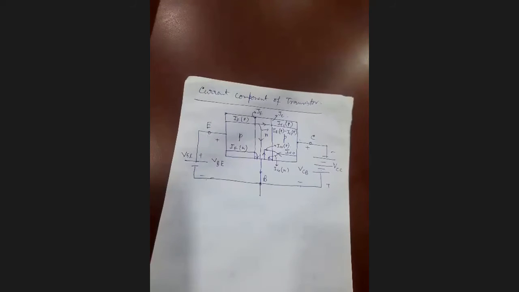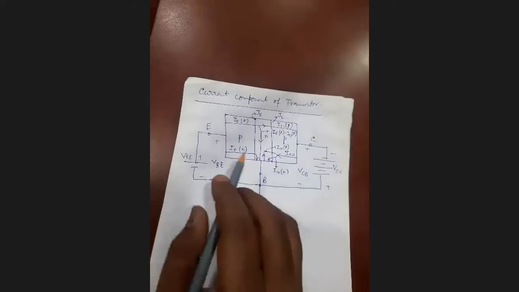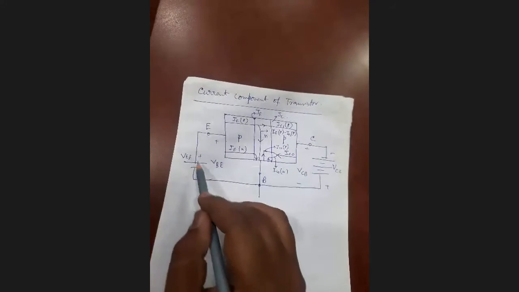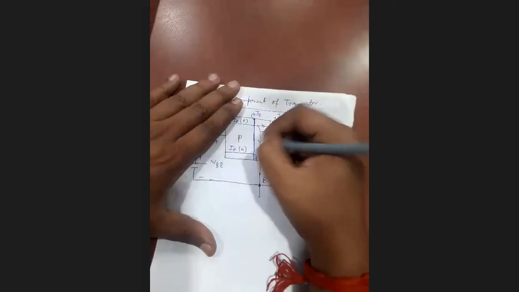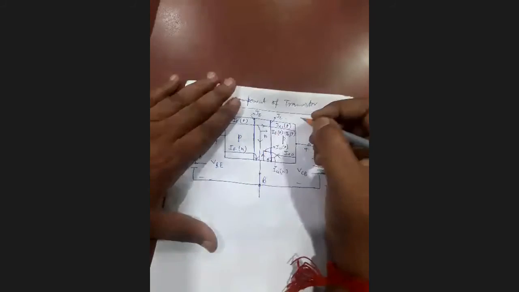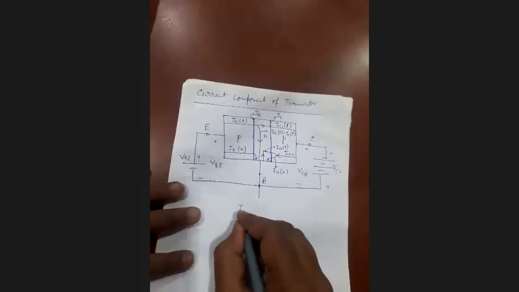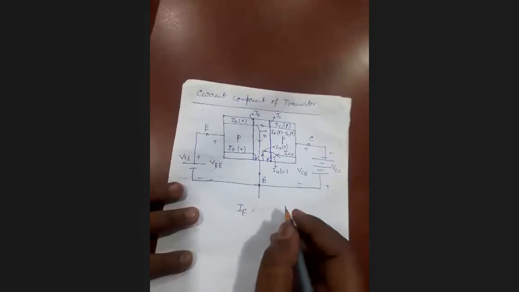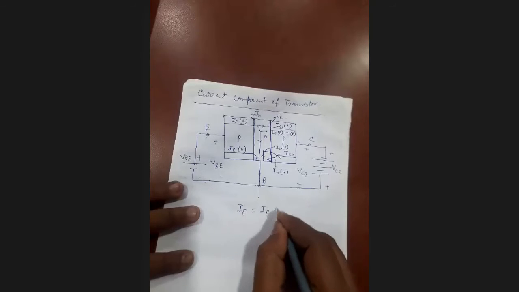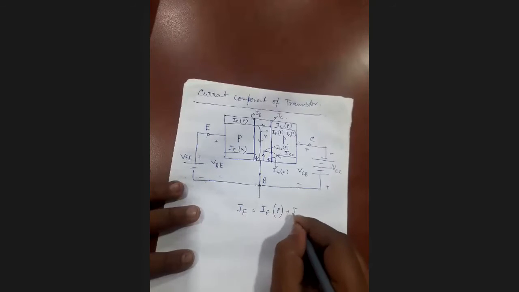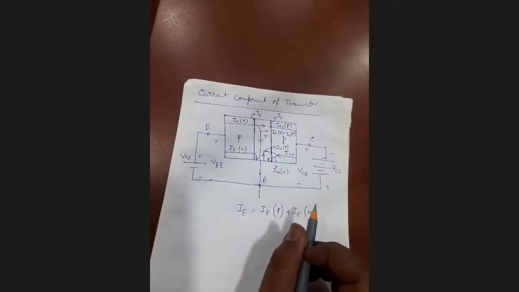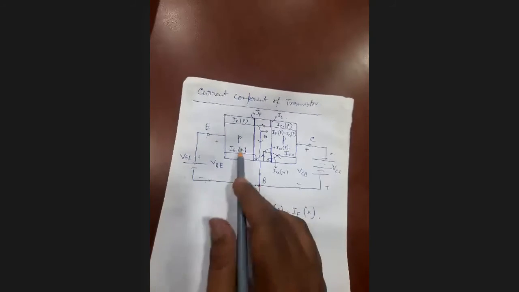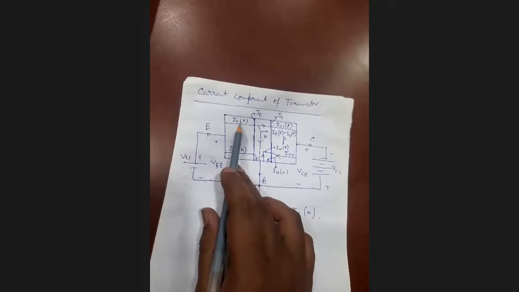Okay. So when we apply the forward bias in normal operation, what phenomena occur here? This is the junction JE. This is the junction JC. In that case, IE, the emitter current, is generated due to two components, one is IEP and the other is IEN. IEN is due to the minority carriers and IEP is due to the majority carriers.